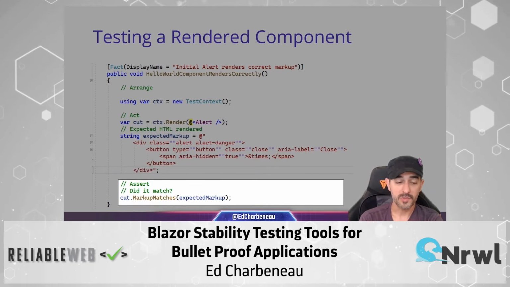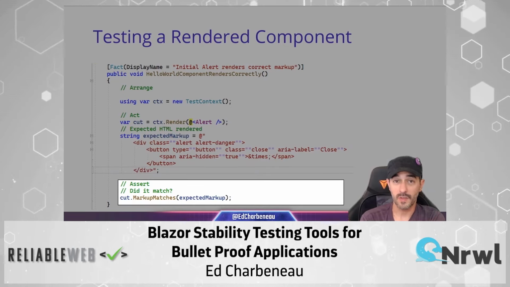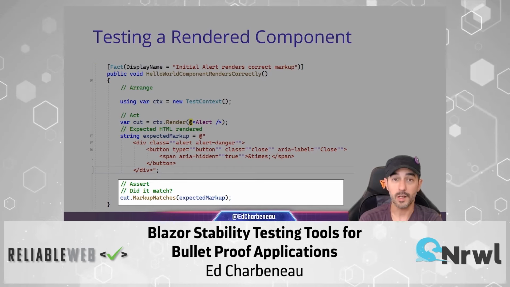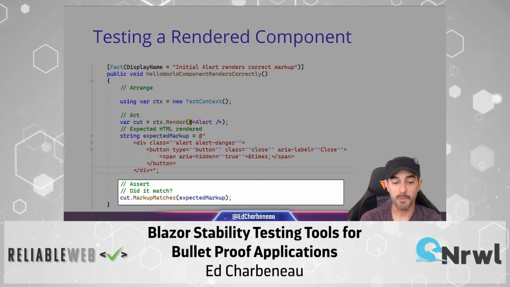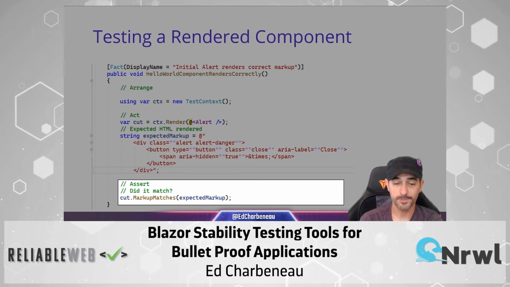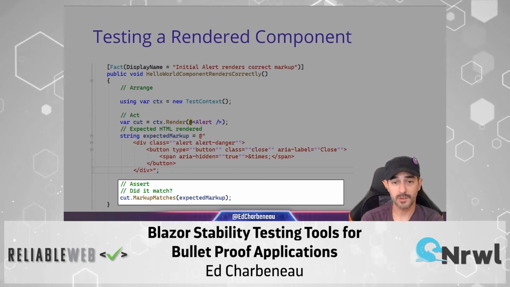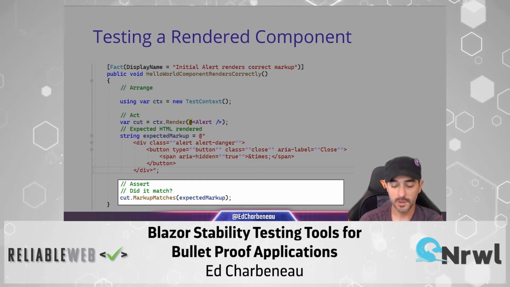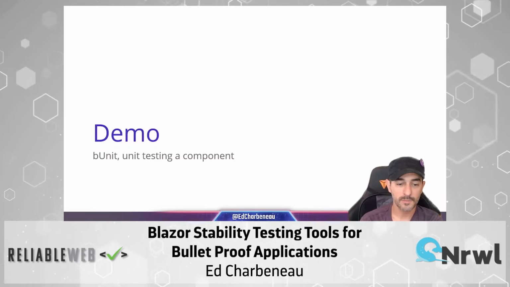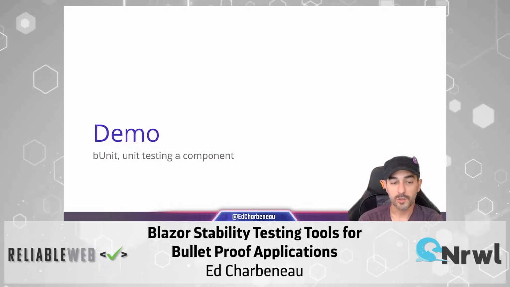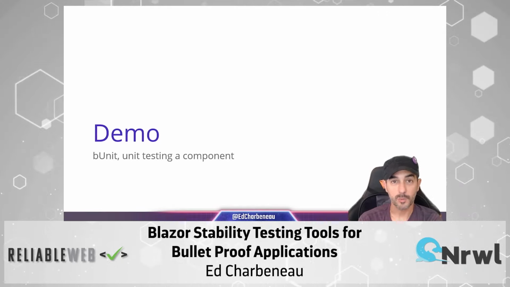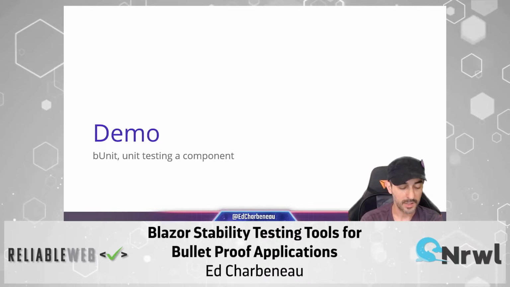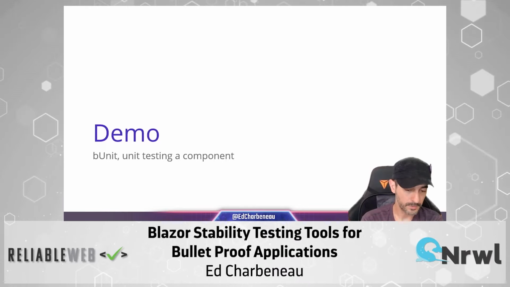And then at the bottom of the test, once again, we'll just assert that this is, in fact, what we got from the rendered markup. So we'll say component under test markup matches the expected markup. And if the markup is correct and our component logic is good, this test will pass. So let's take a quick tour of a project using these unit tests, and we'll actually test a component with the bunit library and see what we can do.